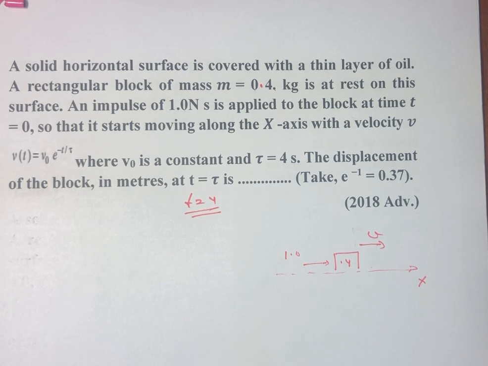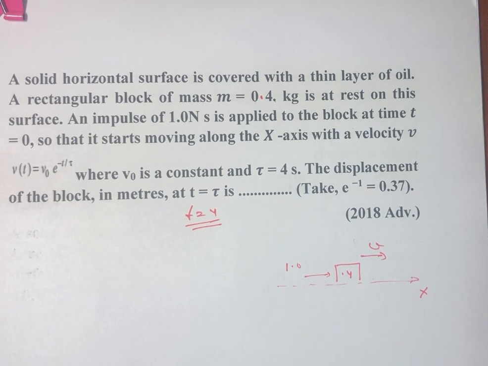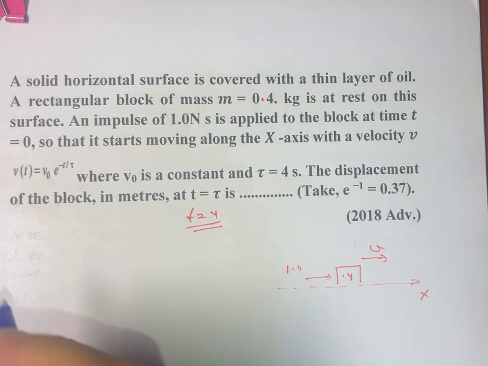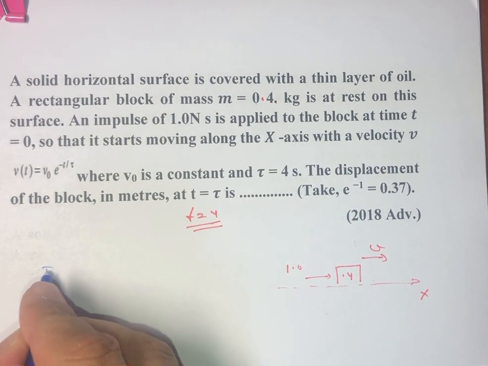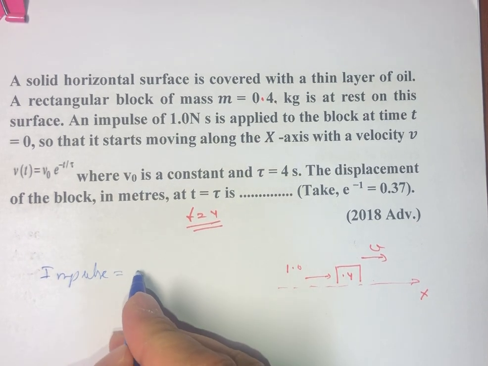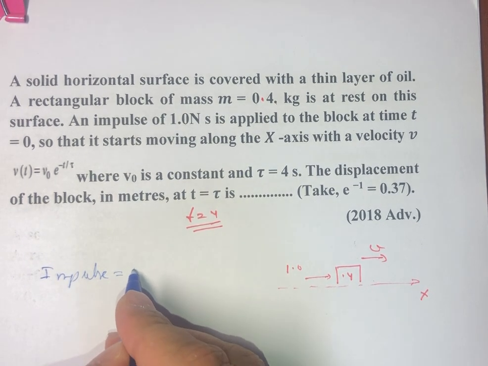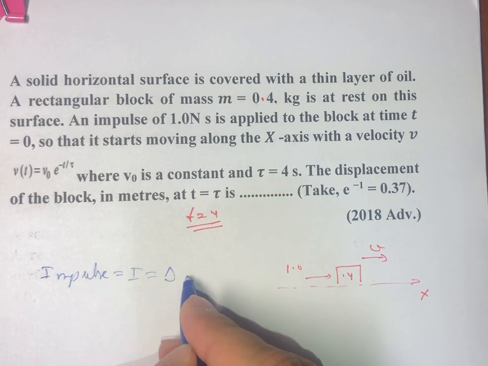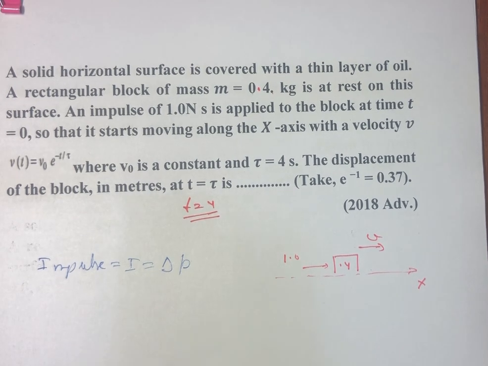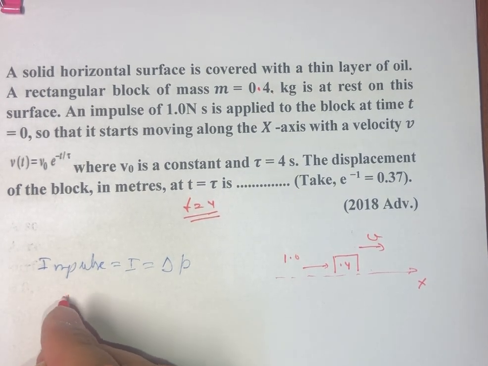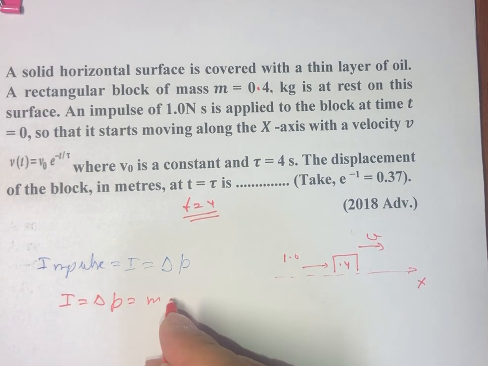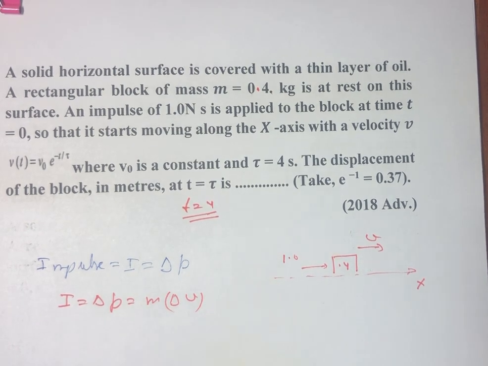Now it is given that an impulse is applied. We know that impulse is nothing but change of momentum. Impulse, denoted as I, is equal to delta p, and from here we can also say that I is equal to delta p is equal to m times the change of velocity.